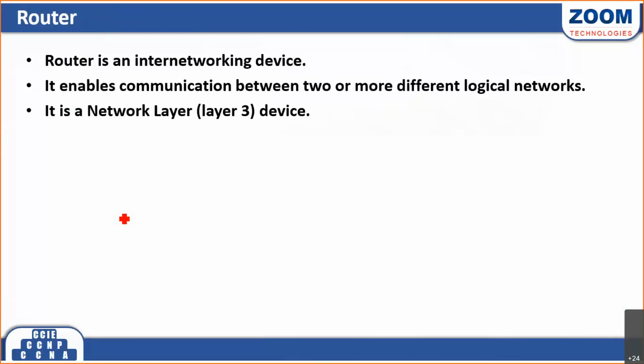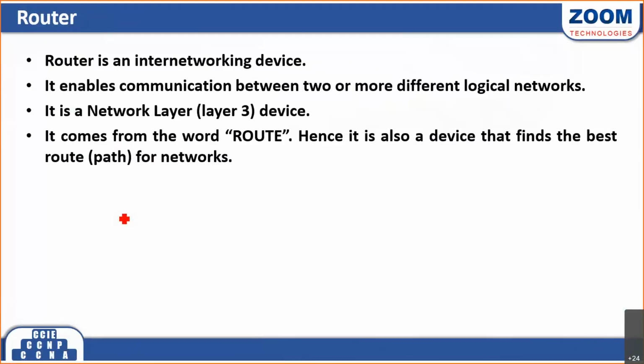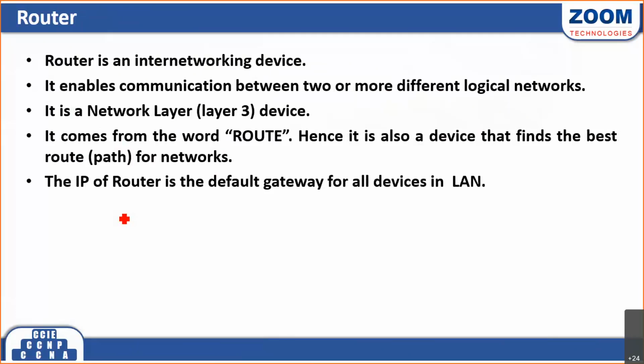So router will find the best path to reach a destination, right? So it's finding the routes. The word came from route. Hence it also finds the best route for the networks. The last important point is IP of the router is the default gateway for all devices in LAN. What is that point? Any traffic that's coming out of that network will fall onto this router. Gateway. Okay. Yeah.